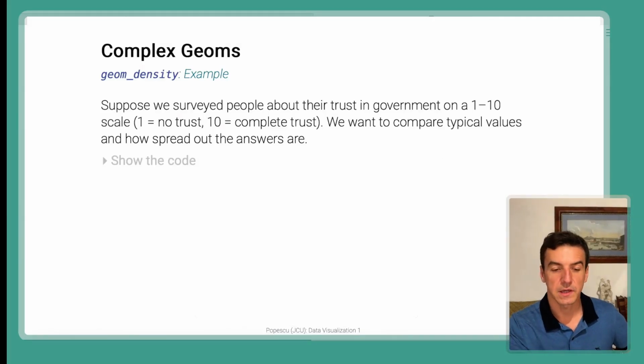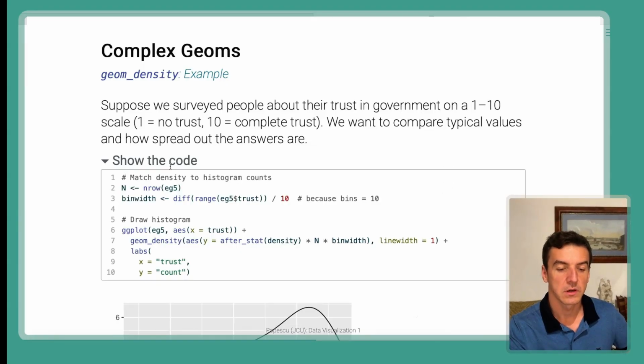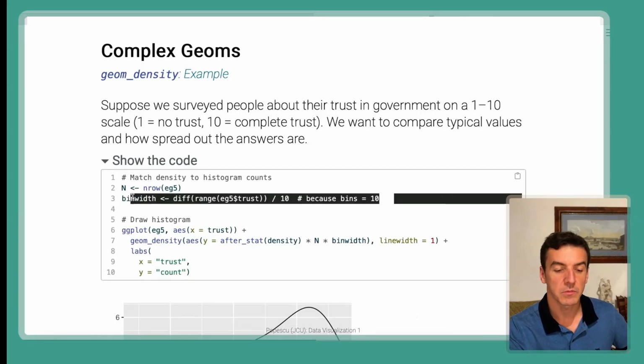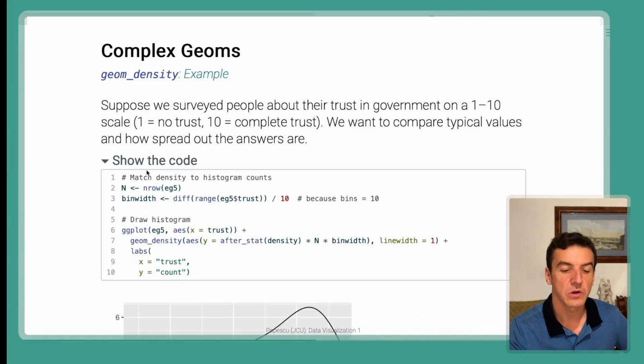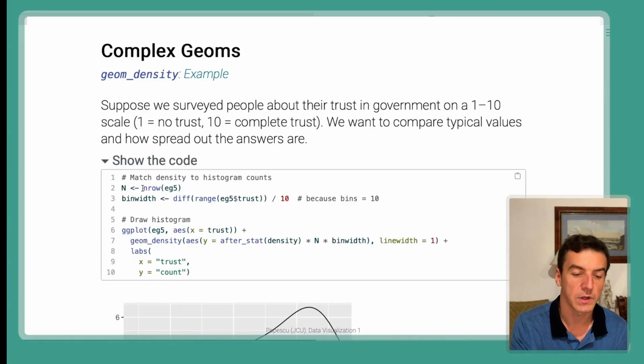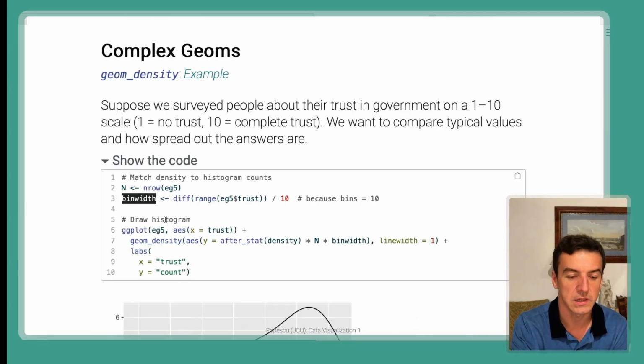Once again, we're using the same data set on trust. This is, for example, how we produce a density plot. Here we have to make some adjustments in order to get the density to match the count, how many observations we have. So first we count the number of observations in EG5, which is our main data set. And then this is something that allows us to adjust where that density is in order to display it alongside the histogram. So this is how we draw the density.